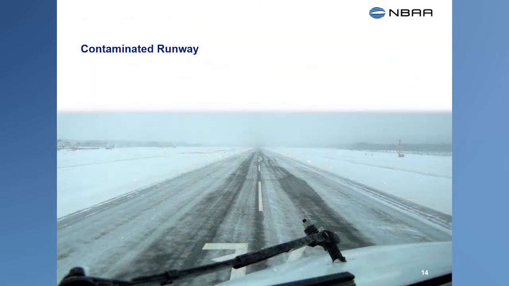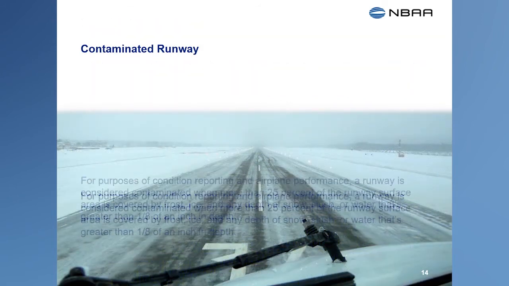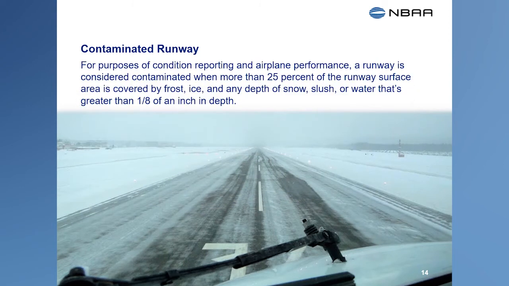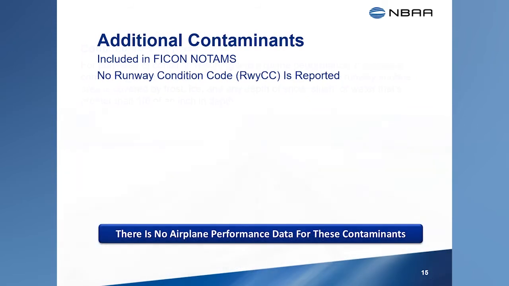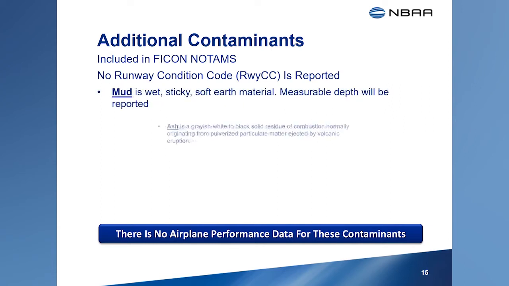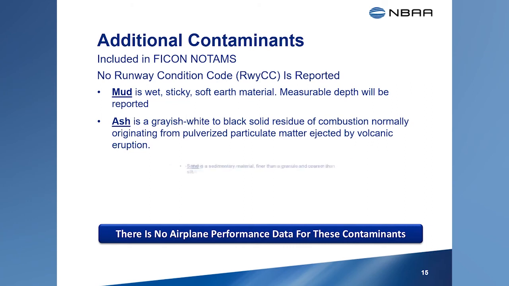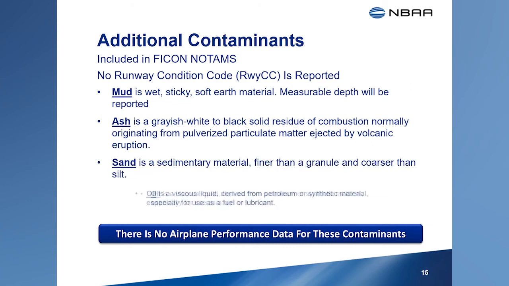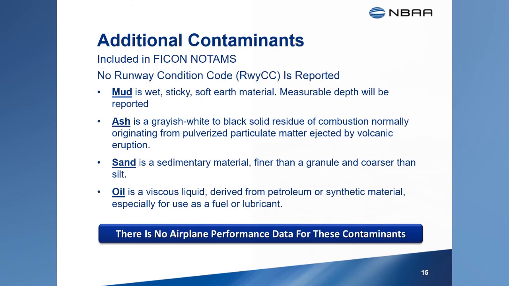The contaminants we've discussed have known effects on airplane performance. So, under the TALPA initiative, a runway is considered contaminated when more than 25% of its surface is covered by any depth of frost, ice, snow, or slush, or by water that's greater than 1/8 of an inch deep. However, there are other types of runway contaminants that may be reported in the field condition NOTAMs, whose effects on airplane performance is not known. For these contaminants, you generally won't find any performance data from the aircraft manufacturer. They include mud, ash, sand, or oil.